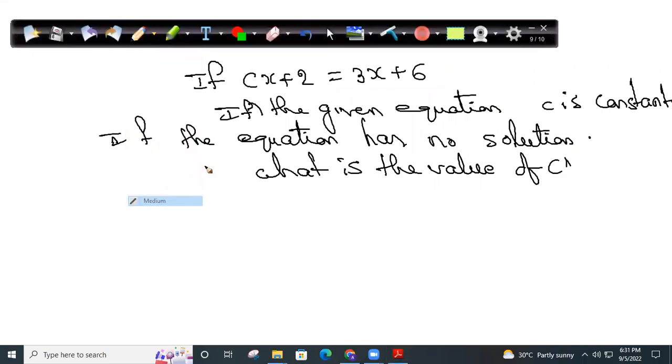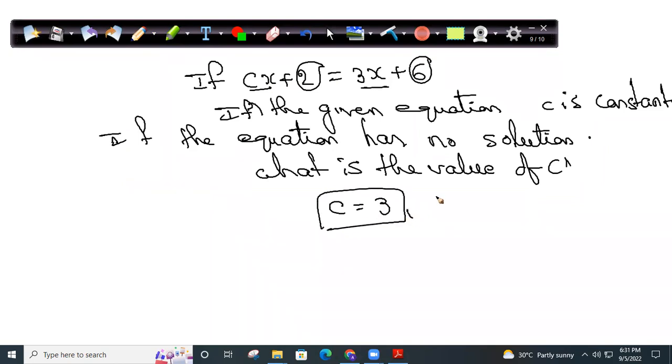What should be the condition for no solution? The x coefficient should be the same. The constants should be different. The x coefficient is the same, so c is equal to 3. So 3 should be your answer. Now, a similar question. Next question, a bit difficult.